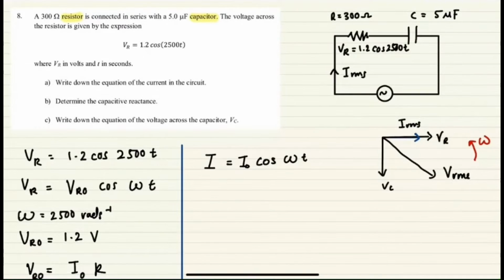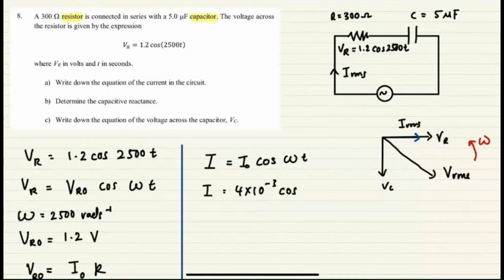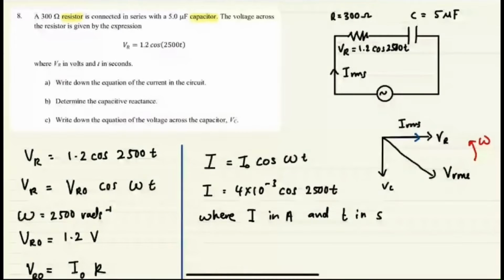So here, I equals 4 times 10 to the power of negative 3 cos. Don't forget to write down the unit, where I is in ampere and t is in second. Okay, so far this one I'm done.